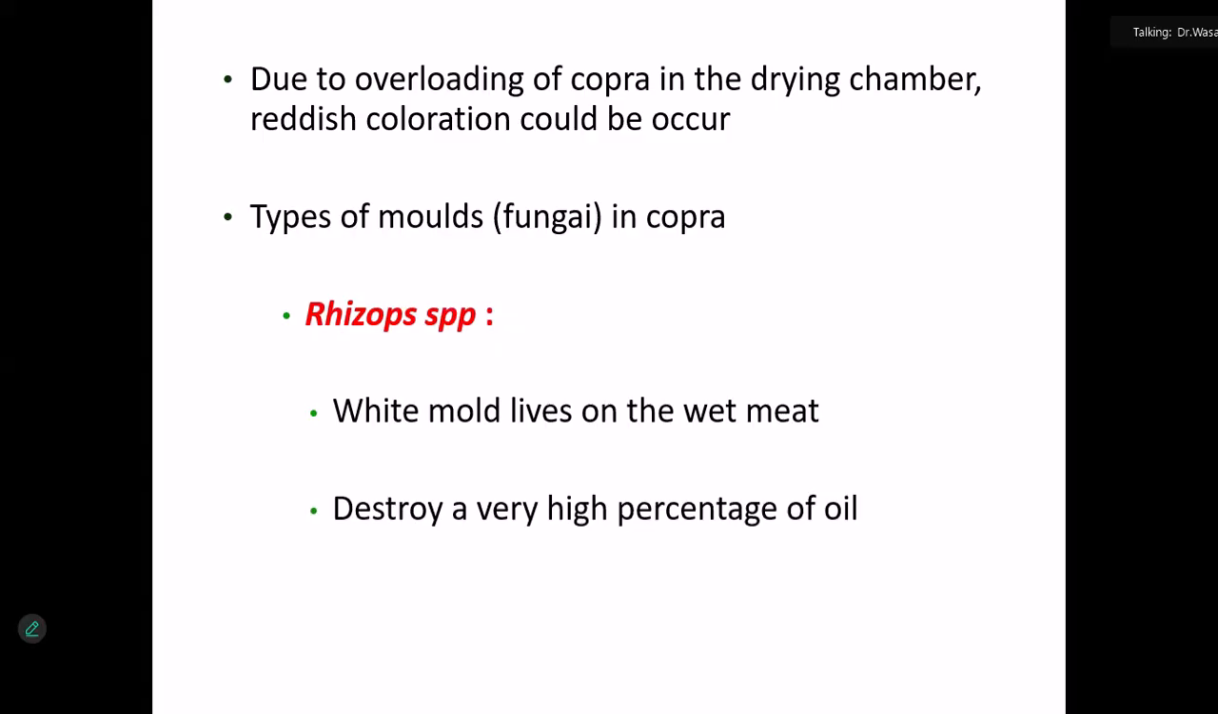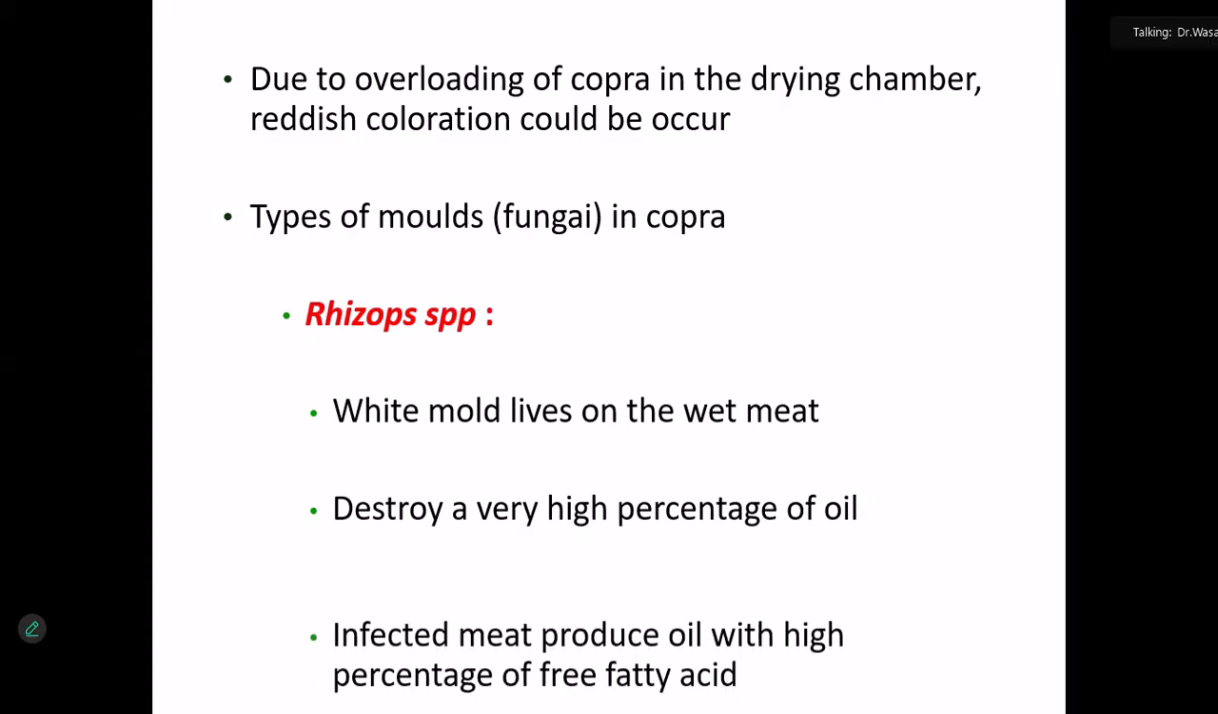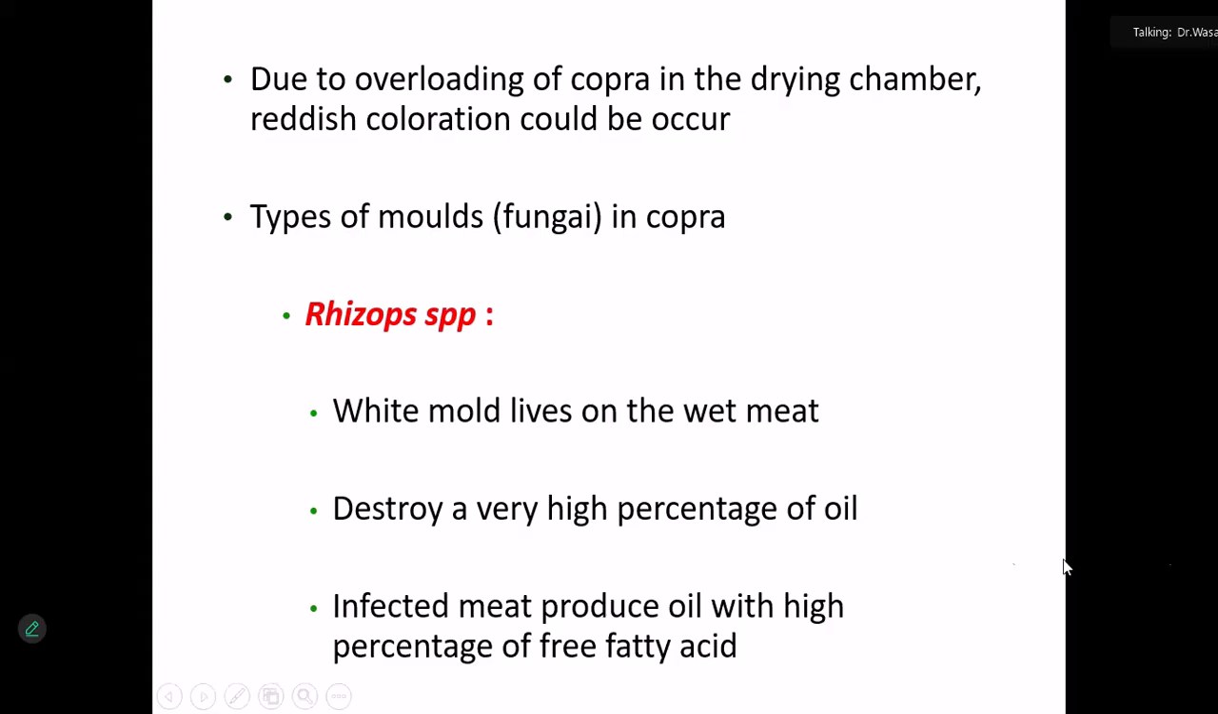So what is the reason? It destroys a very high percentage of oil. That is why you should avoid fungal formation on copra. If fungi form, they destroy oil, and less oil can be taken. That's why infected meat produces oil with a high percentage of free fatty acid.